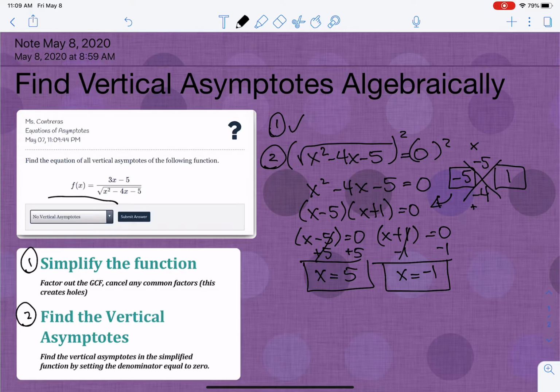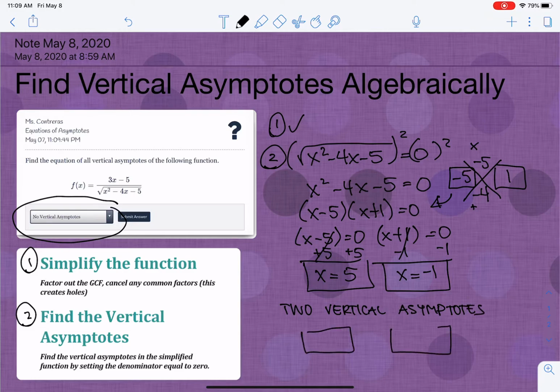Okay, so here you're going to see a drop down on your Delta Math assignment. So you're going to drop it down to where it says 2 vertical asymptotes. Okay, and once you pick 2, it's going to give you 2 boxes like this, and it's going to say, well, what are they? Well, x equals 5 is one, and x equals -1 is the other. Okay, so that's it. We're just finding the vertical asymptotes.